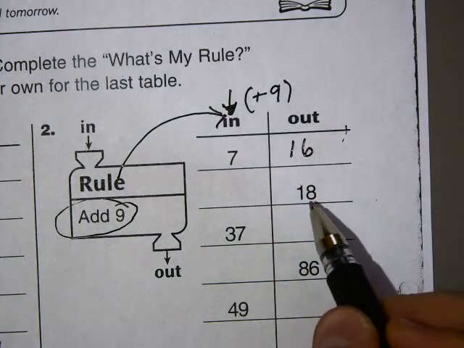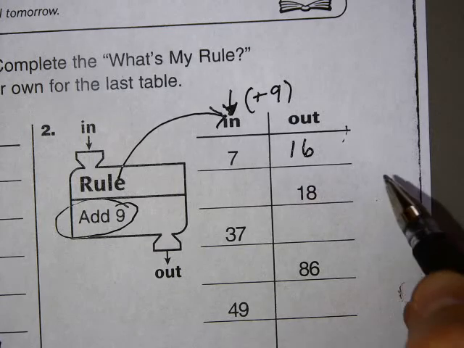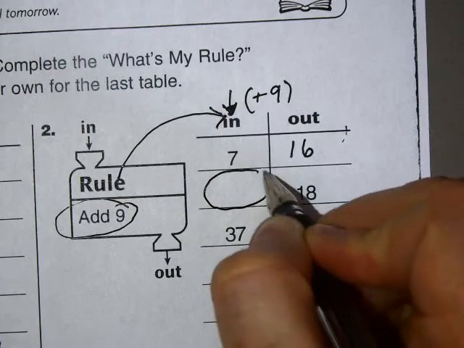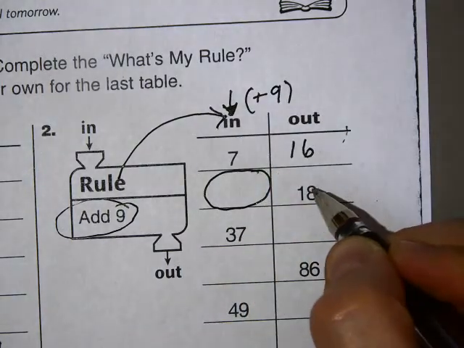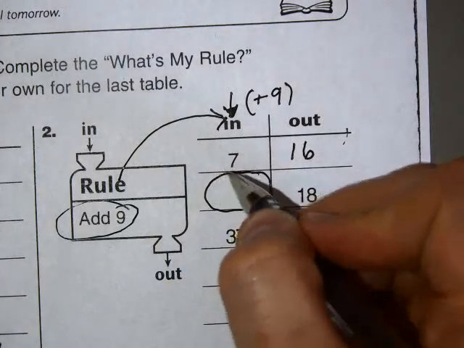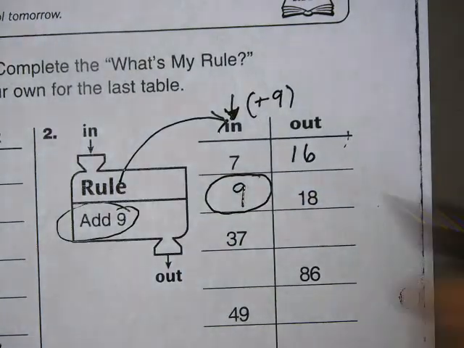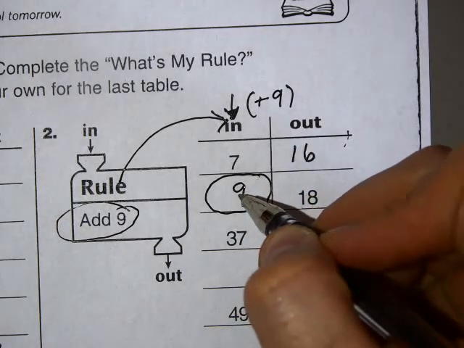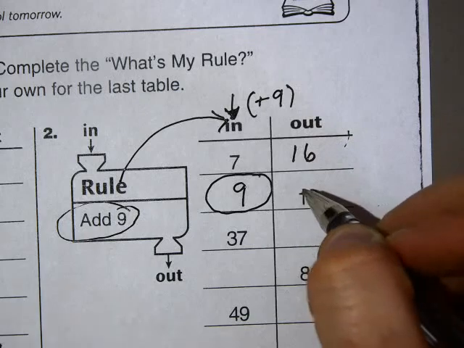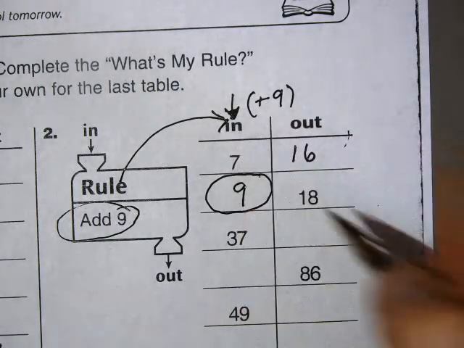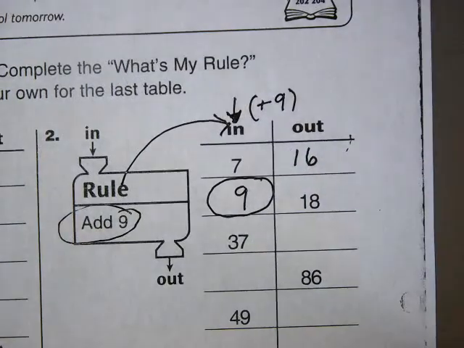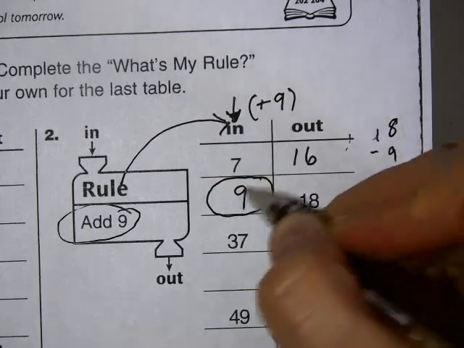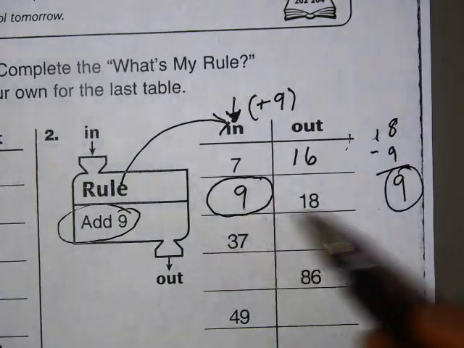For this one though, I can't think what is 18 plus 9 because that would be a different box over here. I have to think what number plus 9 is going to give me 18. Well, I know that 9 plus 9 is 18. Another way you could do that is you might think, well, if this rule is something plus 9, then this would have to be something minus 9. And you could do 18 minus 9, and I know that's 9, and that's a good way to check your answer, too, if you're not sure.